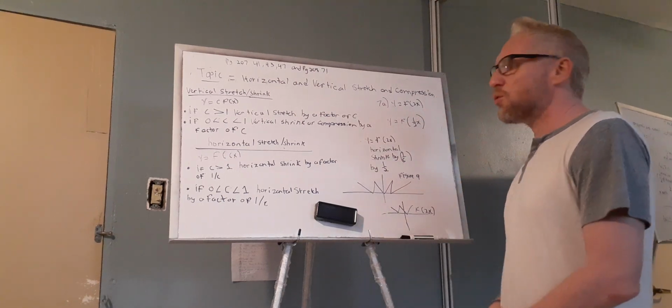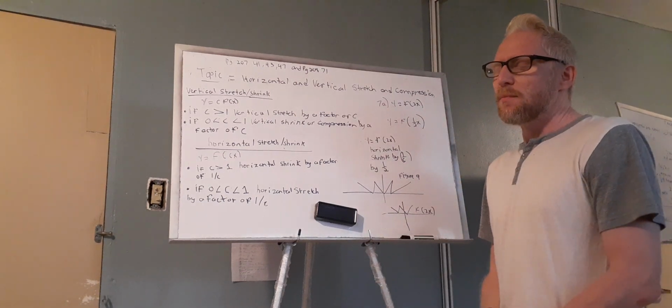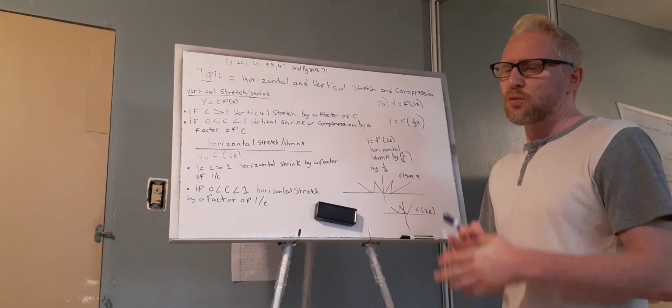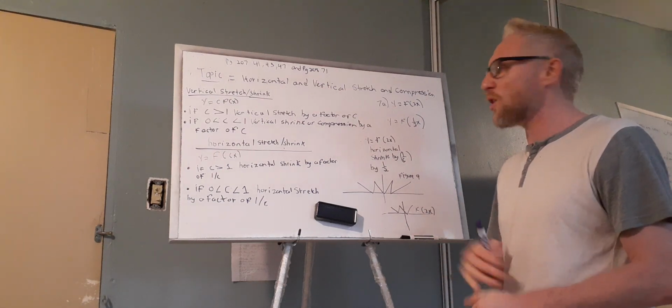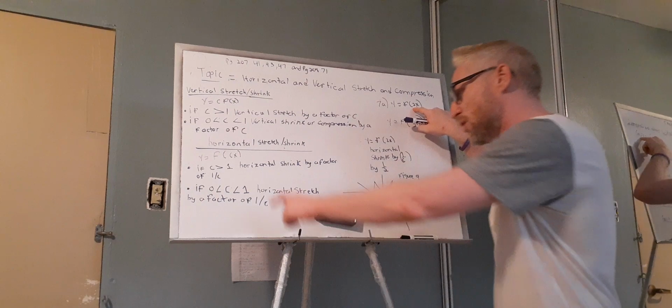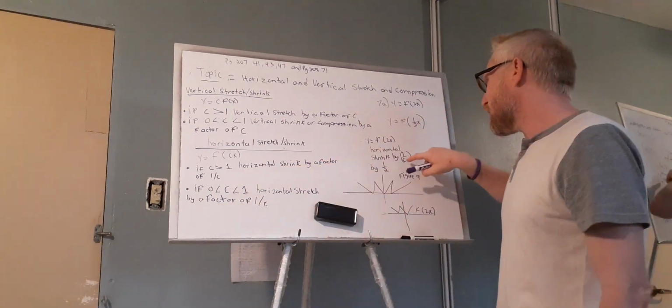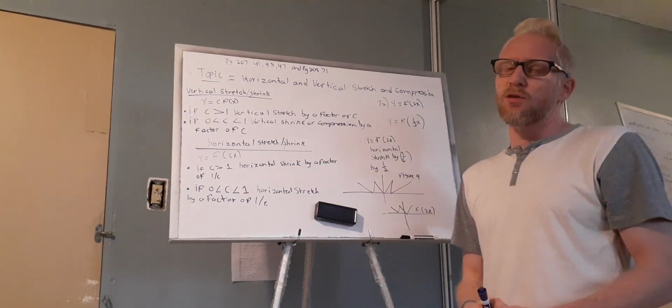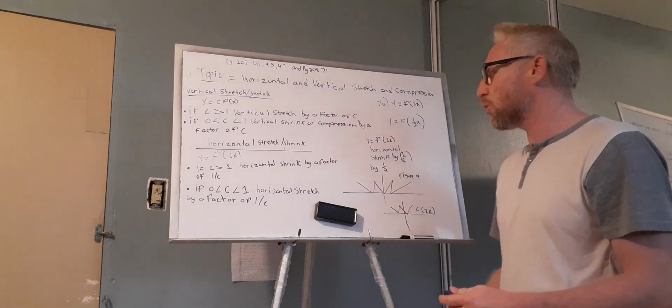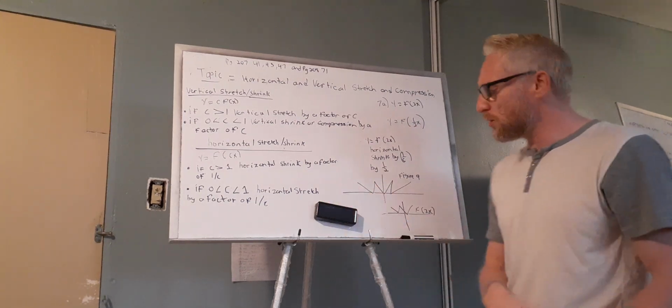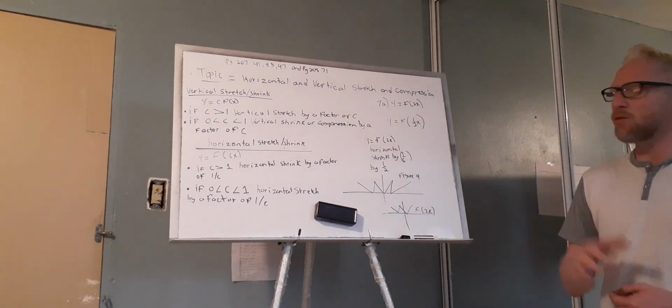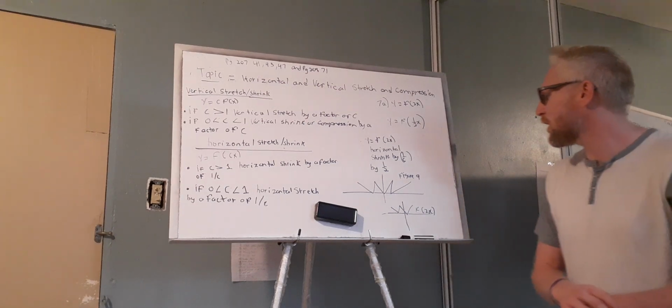f of 2x, it's a horizontal stretch or compression. In this case, it's a shrink because the 2 is greater than 1, and that means it's a horizontal shrink by a factor of 1 over c, which is 1 over 2. Okay, so I'm going to let you look at it real quick and then erase it and then do the last example of the page.